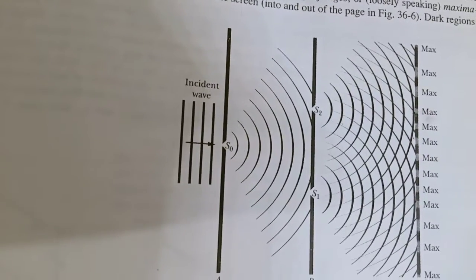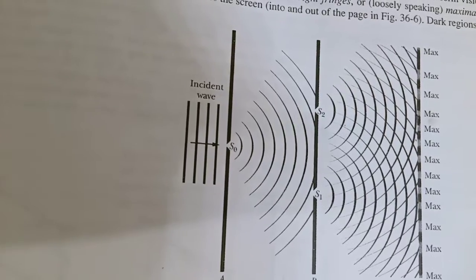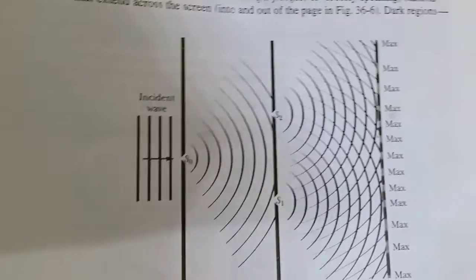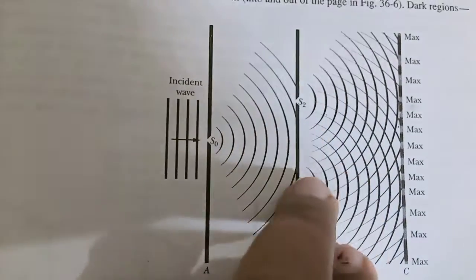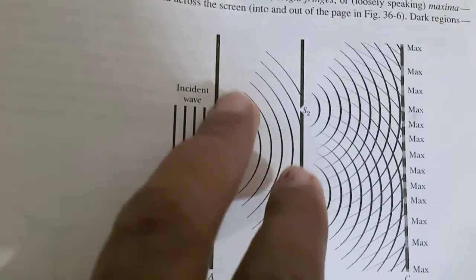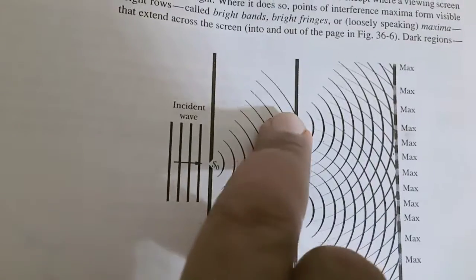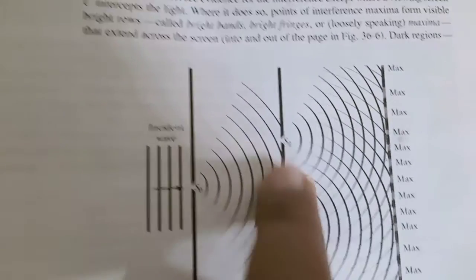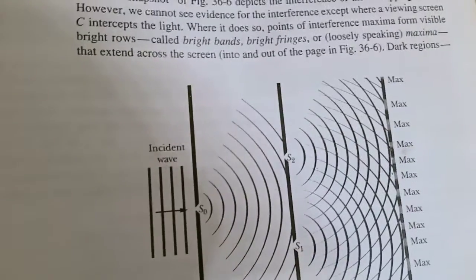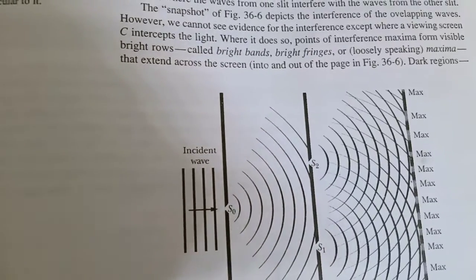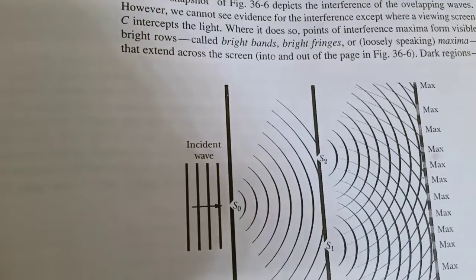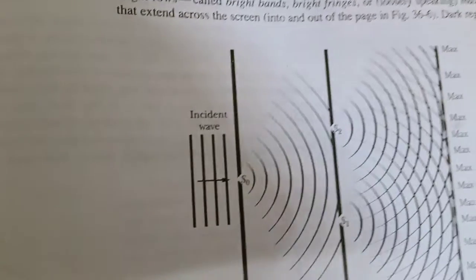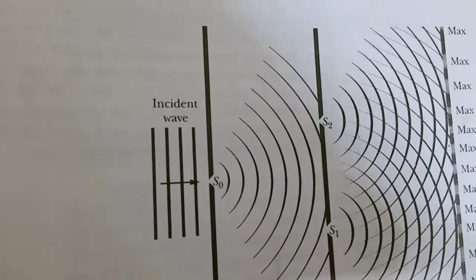these two narrow slits will become the origin of secondary wavelets. That means these two will become the origin of the secondary wavelet. This wave is striking here, and this will be the source of new wavelet. So incident monochromatic light is sent through S0 and then it falls on S2 and S1.